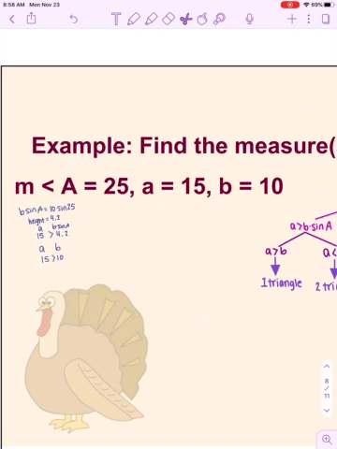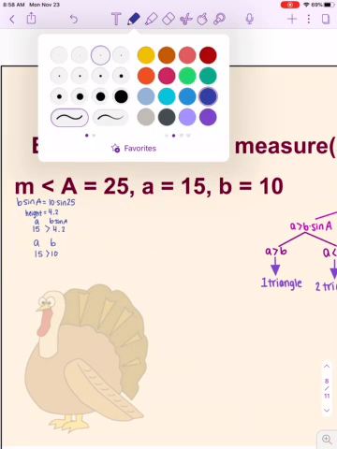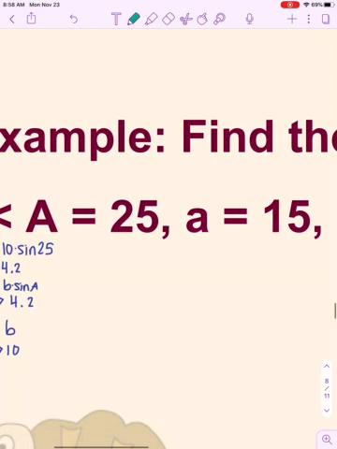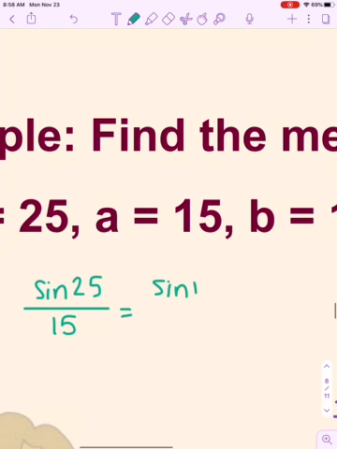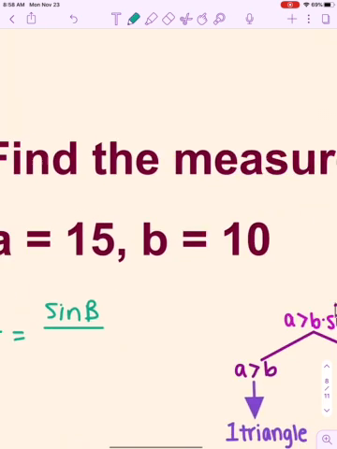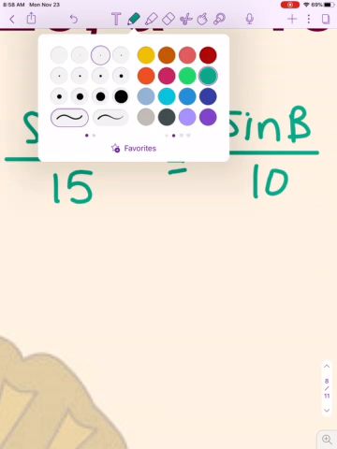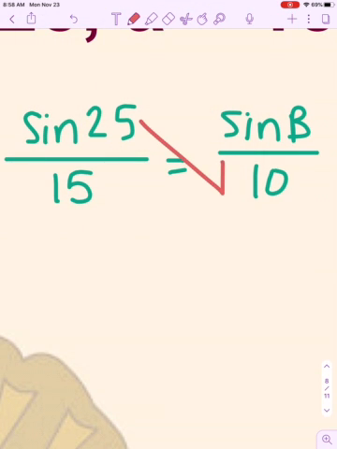Okay? So that's good, because we don't have to do the extra steps. We just have to find one angle B because there's only one triangle. So we just set up our law of sines. So the sine of 25, so sine of angle A over side A, 15, equals the sine of B over side B, which is 10. And we only have to do one angle because there was only one triangle.